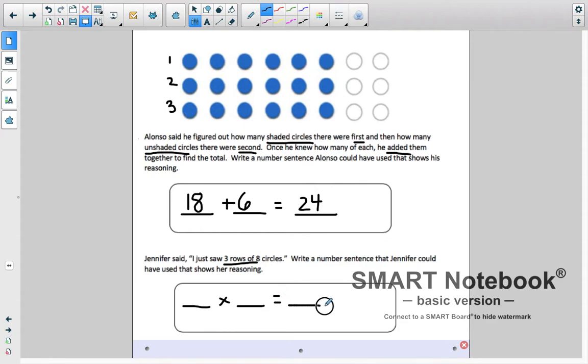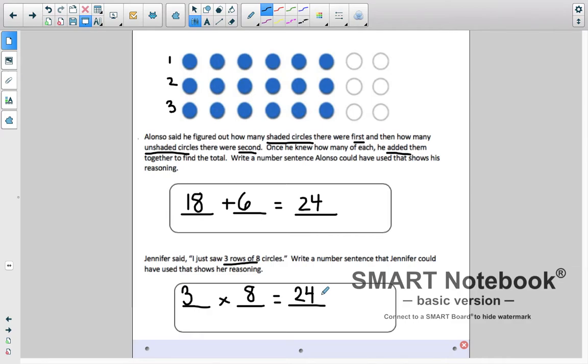So remember, she saw how many rows? 3. And how many did she see in each row? 8. And what's 3 times 8? 3 times 8 is 24. So Jennifer and Alfonso found it two different ways. Alfonso counted the shaded circles and then the unshaded circles, and he found it through an addition problem. And Jennifer saw it exactly like an array, and she counted the rows and how many there were in each row to find her multiplication problem. And they both got the same answer.